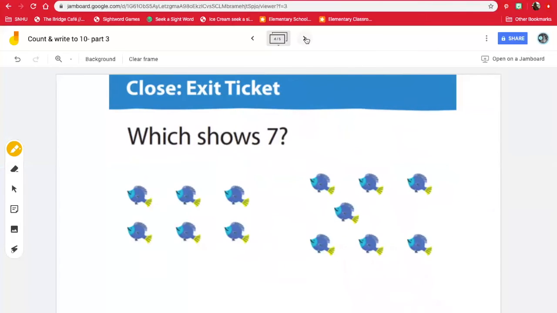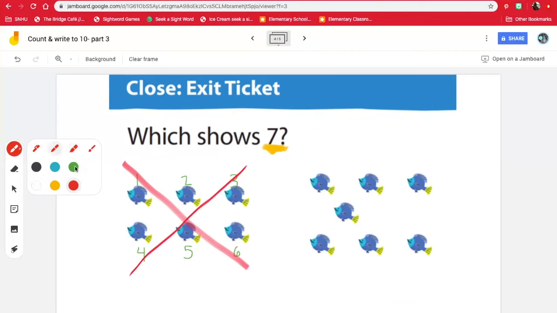Here's our last problem for today. It is asking which shows 7. So that's the number we want to find today. How could we count? Well, I'm going to continue writing the numbers above the fish because that was helpful. So here I see 1, 2, 3, 4, 5, 6. That one does not show 7, so I'm going to put an X through it.